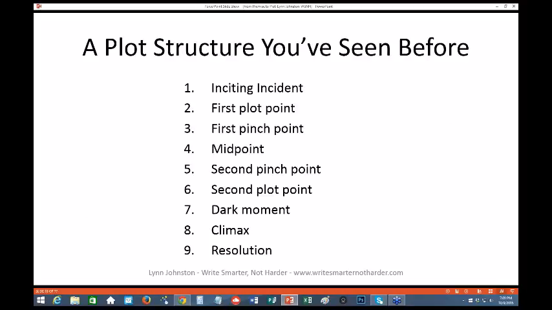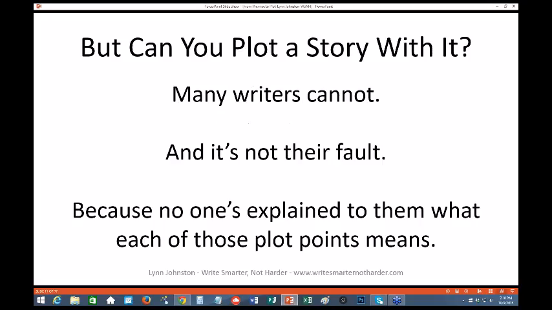So I'm sure you've seen this plot structure before. Inciting incident, first plot point, first pinch point, midpoint, etc., etc. And maybe you know what each of these points tend to mean, and maybe you don't. Maybe you have used this structure to plot a story and you weren't happy with it. Maybe you've done it successfully, or maybe you tried and you just weren't able to come up with a story using those points. A lot of writers start with a structure and they cannot get to a story.